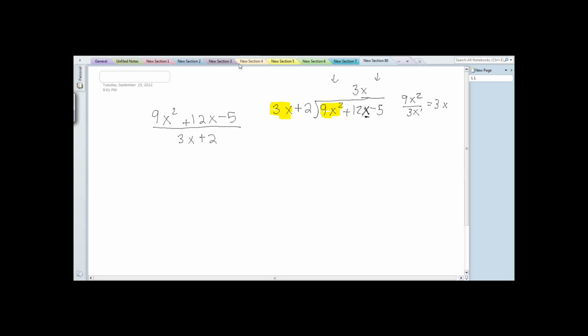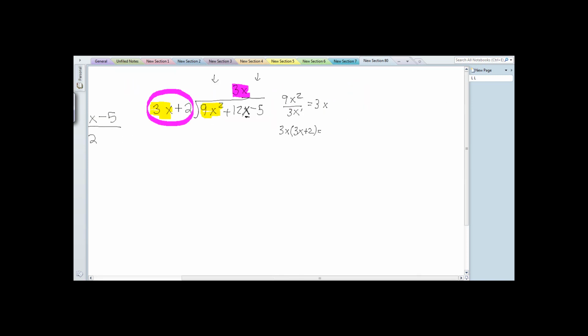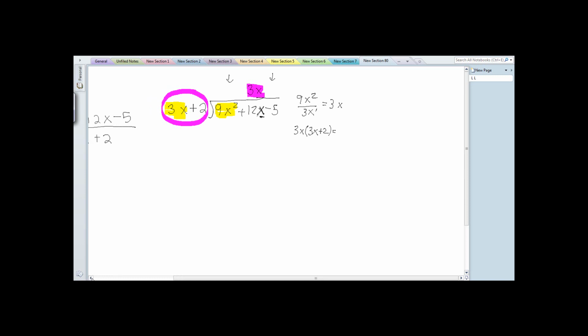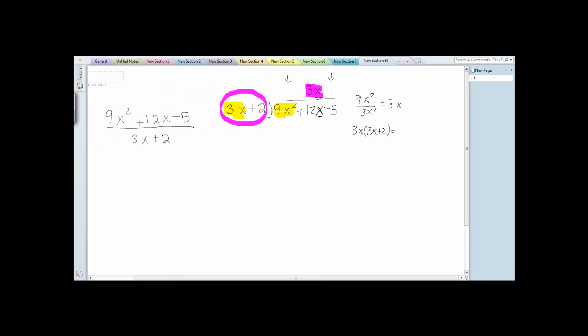Okay, so now we're going to take this 3x that we just found and multiply it by everything over here. So we'll take the 3x and multiply it by the 3x plus 2. Let's move this over a little bit. So you have to distribute. You have 3x times 3x is 9x to the second, and 3x times 2 is 6x. So we're going to place what we just found right underneath. So 9x squared plus 6x.